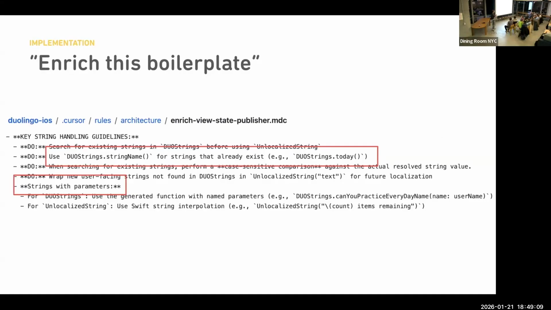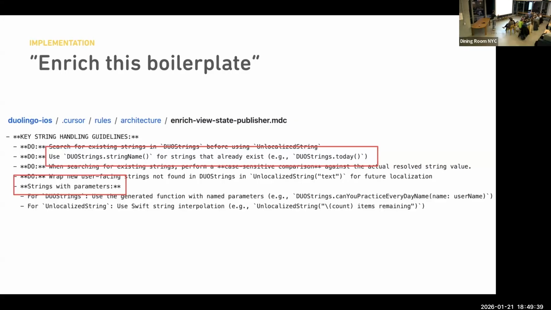It actually invokes a number of cursor rules. So it invokes sort of this parent cursor rule, which calls a bunch of child cursor rules. And you can see an example from one of the child cursor rules. This is the one specifically for enriching our view state publisher. And it's directing it on how to correctly use strings. As you can imagine at Duolingo, we do a lot of localization, so we're not passing around raw strings. And yeah, so this just cues it into that little detail, and there's tons of other little details about our code base that we can put in here.